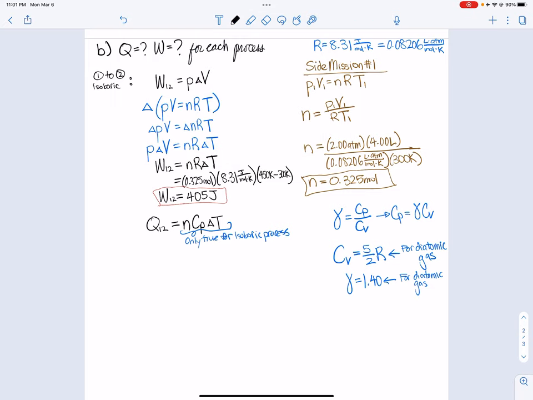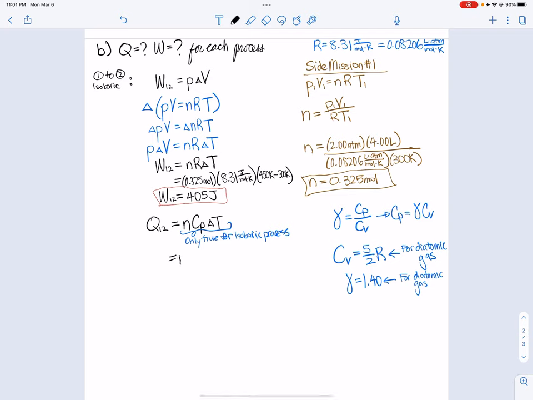And if you don't know that, you should have these in your cheat sheet or memorize it because you need it. But you'll find it in the book. Okay, so back to our problem.